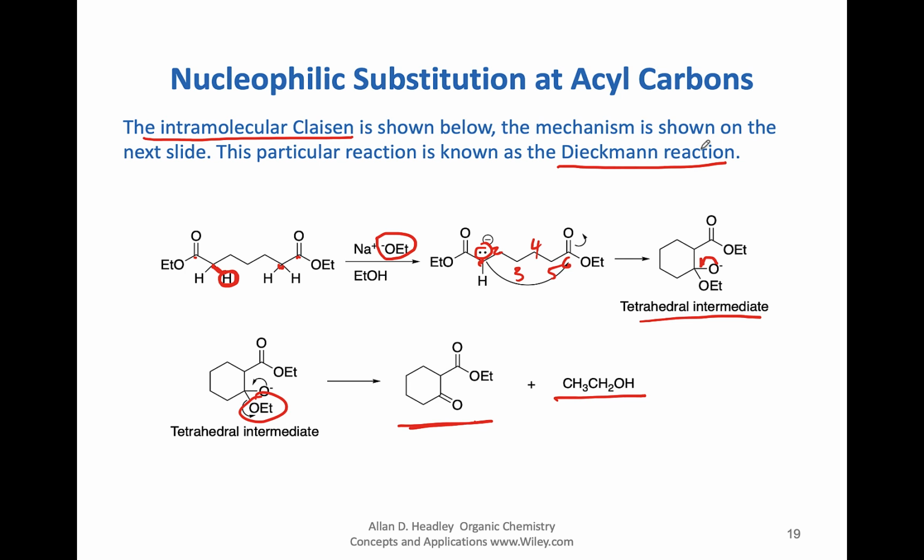So we have lots of names here. The Dieckmann is really a Claisen, but intra, to form a ring. The Claisen is a reaction between an enolate and an ester. The crossed Claisen is between an enolate and an ester that does not have an alpha hydrogen.